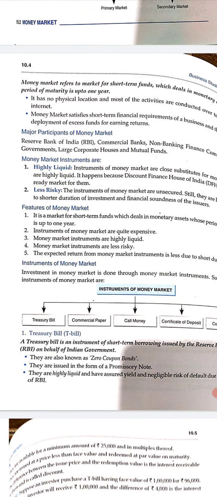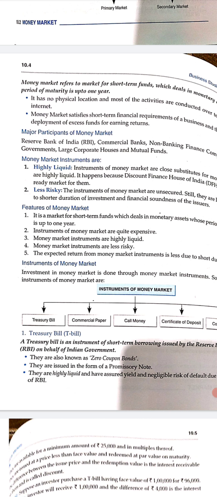Treasury bills are short-term borrowings issued by RBI on behalf of the central government or Indian government. The other name for it is zero coupon bonds. They are issued in the form of promissory note. They are highly liquid and have assured yield and negligible risk of default due to soundness of RBI.